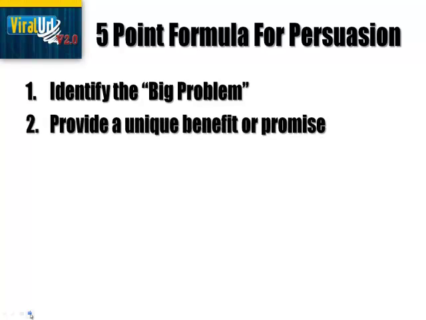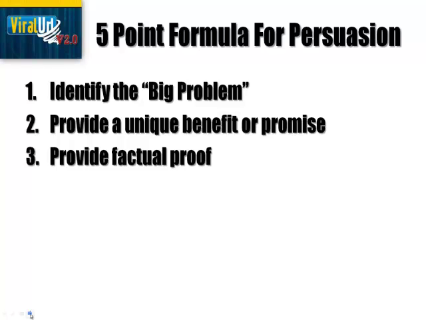Okay, now you want to provide a unique benefit or promise. Next, you want to provide factual proof. Okay, testimonials are good for that, or screenshots, or whatever it may be. But factual proof always adds that social proof. People love to be a part of something where they're not the only one that agrees. So it's more persuasive if people see testimonials and things like that. It kind of plays on the psyche a little bit, I guess.